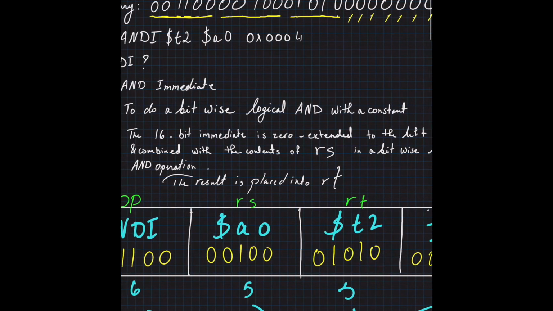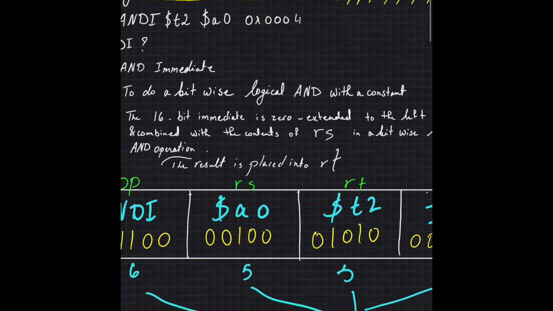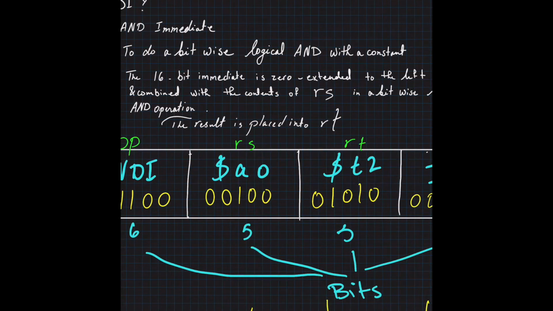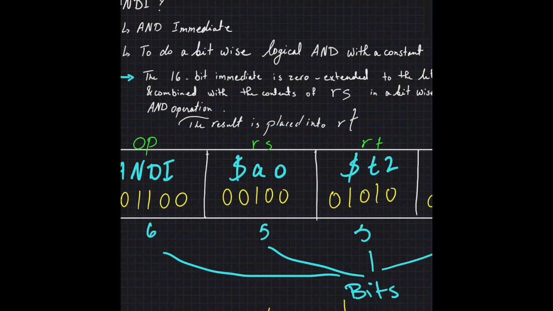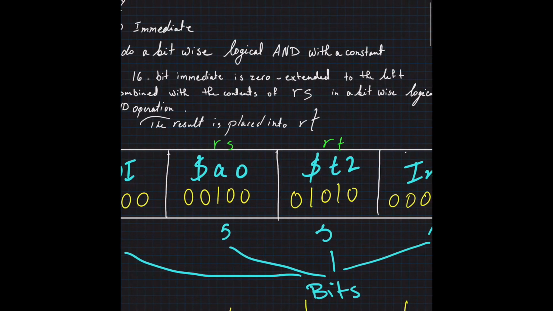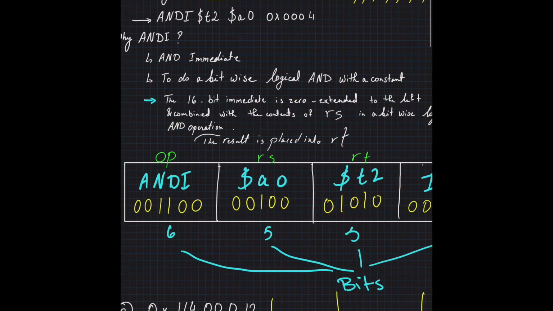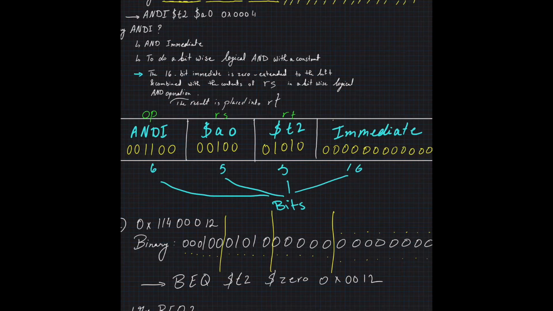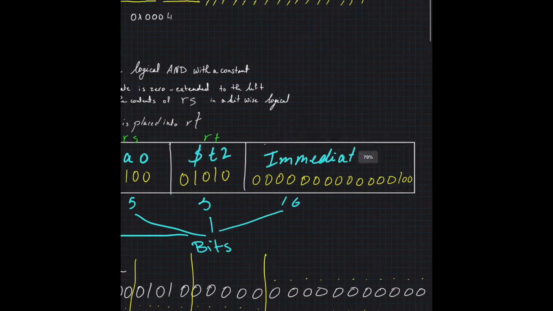The 16-bit immediate is 0 extended to the left and combined with the contents of RS in a bitwise logical AND operation, and the result is placed in RT. So what are those abbreviations? OP stands for operation encoding table value, RS source register number, RT destination register number, and immediate is the format we're using. So the first part is 6 bits, the second part is 5, the third part is 5, and the last part is 16.